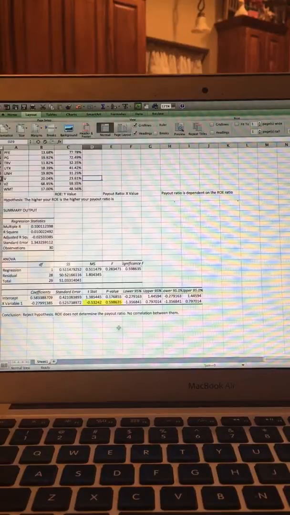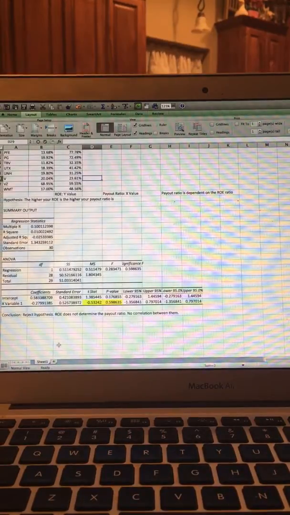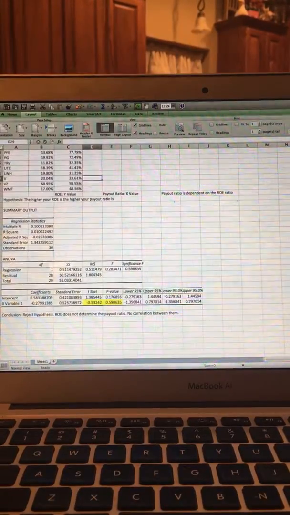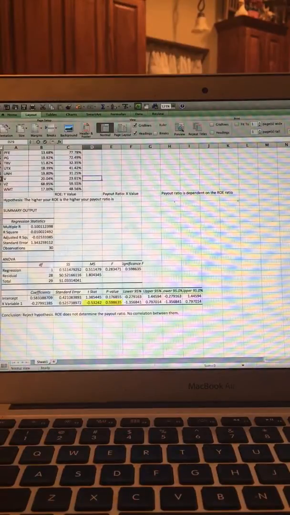So overall, I'm going to say that the ROE does not determine the payout ratio because by looking at the T-stat, and although the p-value is fairly in the middle, I'm still going to say that there is no real relationship between ROE and payout ratio. It does not look like in this case the ROE is affecting the payout ratio too much. So overall, I'm going to say that there is no real relationship between payout ratio and ROE.